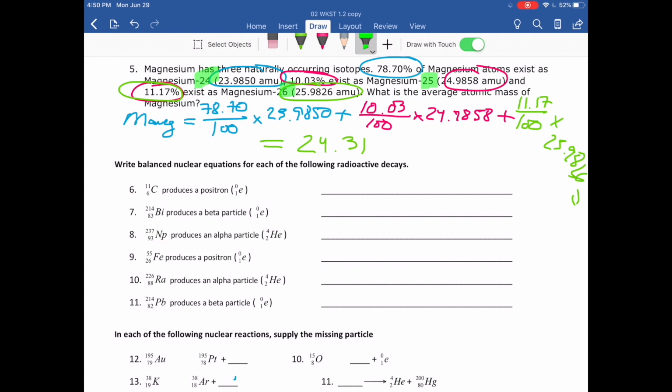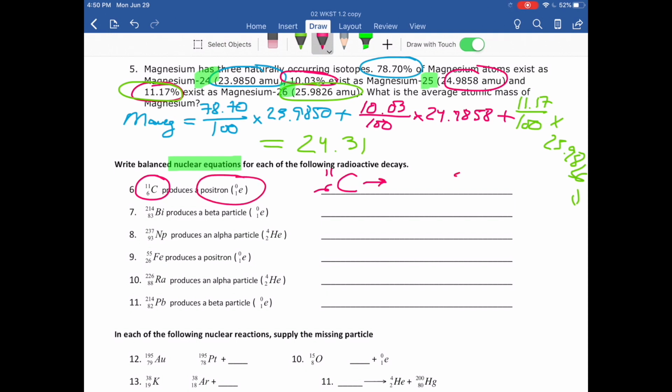All right, so now we're going to solve some problems on radioactive decay. So you just need to write the nuclear equations of each of these radioactive isotopes. So this is how you do it, and it's all the time the same thing. You get the radioactive isotope, so that would be the isotope that is decaying, that is being decomposed. Its nucleus is being decomposed. So the carbon 11, 6 yields or forms, it's telling you a positron.